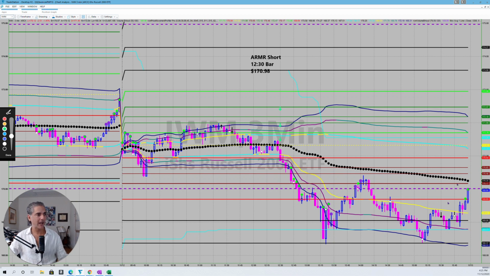The small cap literally closes on the price that we highlighted in the ARMR morning meeting at 8:30. We said there's the price that matters today on small caps, and there's the closing price.